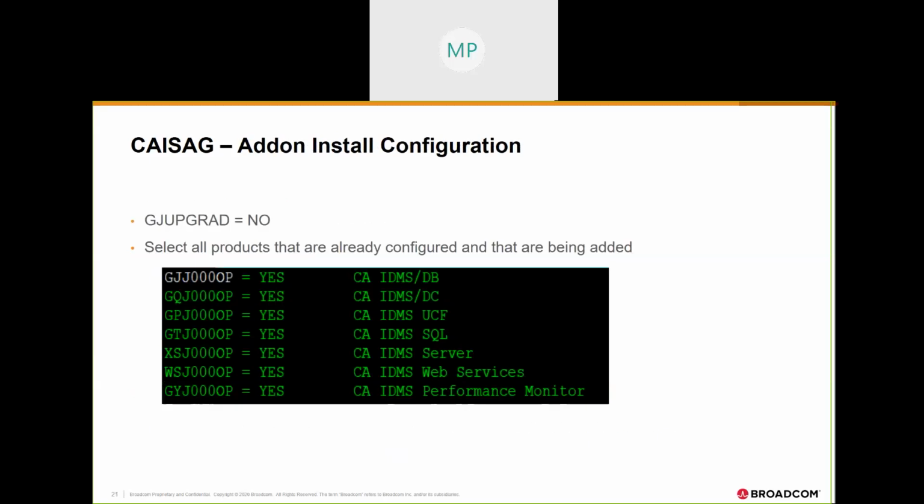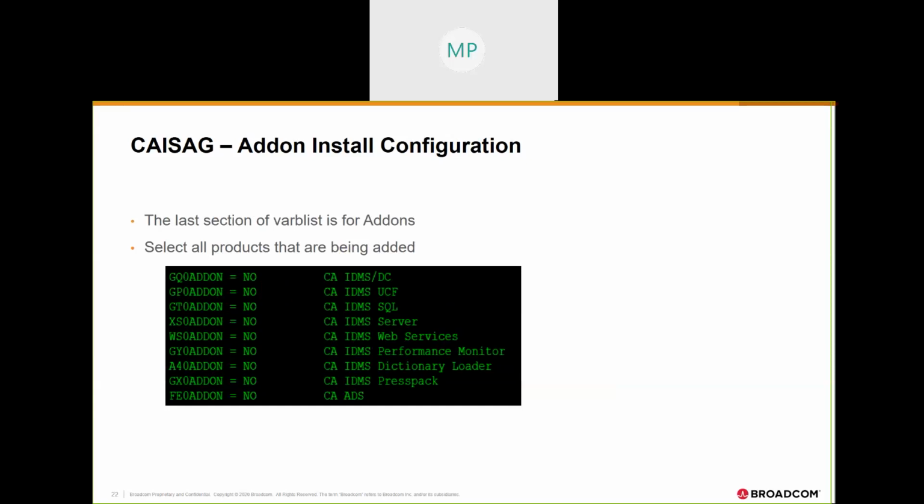And lastly, you can do an add-on configuration. For an add-on, you want to make sure the upgrade variable is set to no, and you want to select all products that are already configured and all products that are being added. And then if you go to the last section, the bottom of the varb list variable file, you'll see that there's a section for add-ons, and this is where you want to select just the products that are being added.